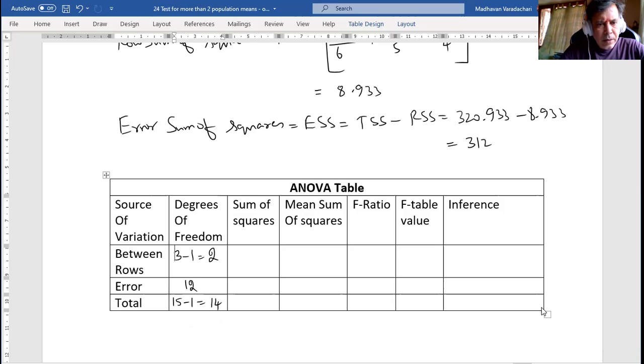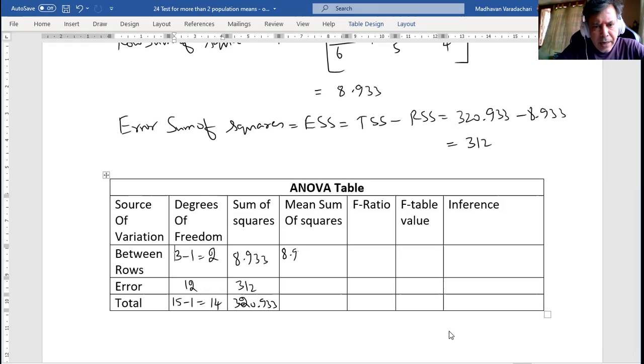How did we get this? This is the total degrees of freedom minus the rows degrees of freedom. You get the error degrees of freedom. Sum of squares for rows is 8.933. Sum of squares for error is 312. Total sum of square is 320.933.